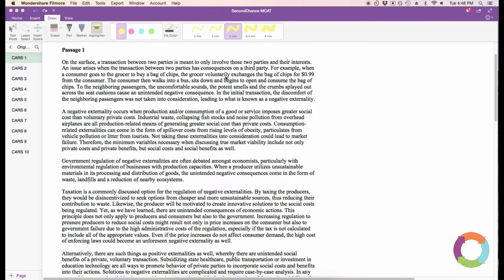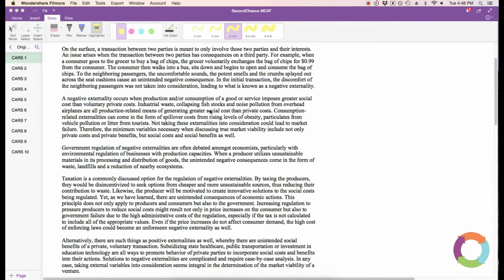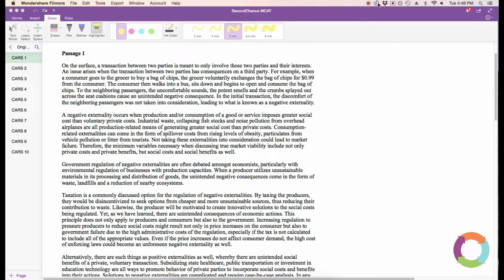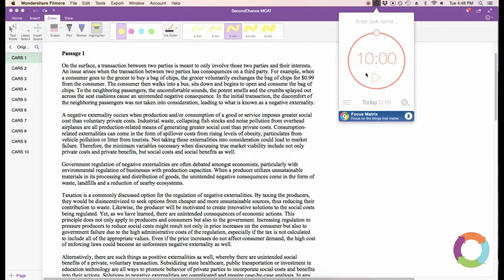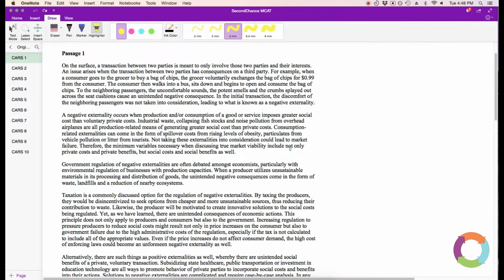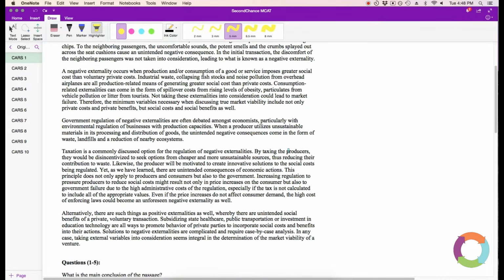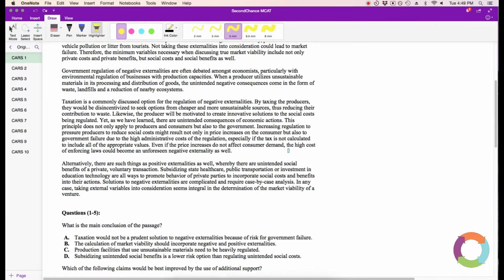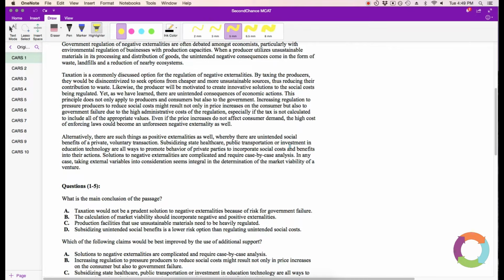All right, passage number 1. So I'm going to take 10 minutes. I have a timer app over here open, 10 minutes. I'm going to do this passage myself in real time. Follow along my train of thought as best as you can.